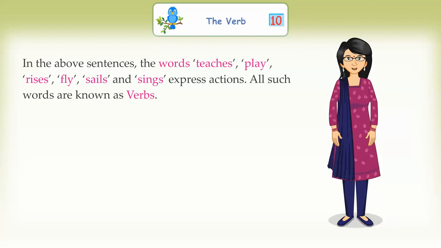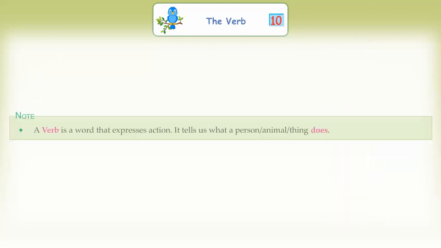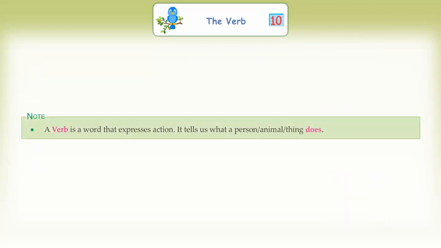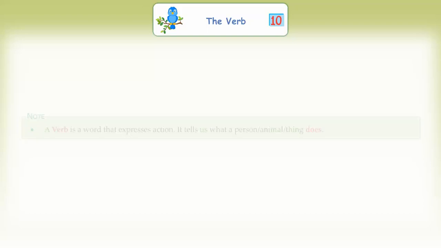In the above sentences, the words teaches, play, rises, fly, sails, and sings express actions. All such words are known as verbs. Note, a verb is a word that expresses action. It tells us what a person, animal, or thing does.